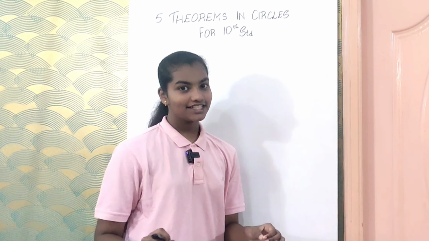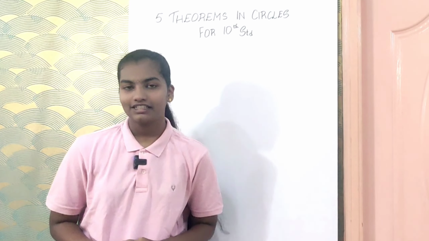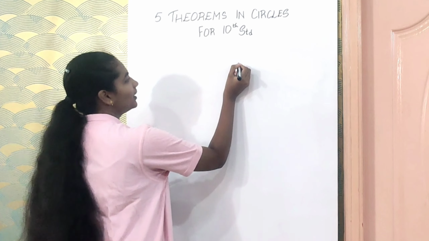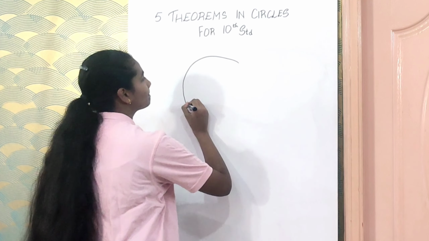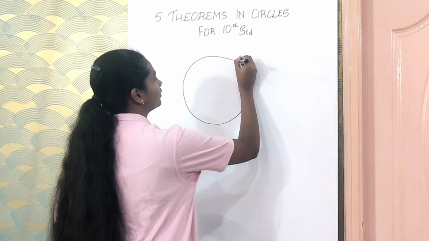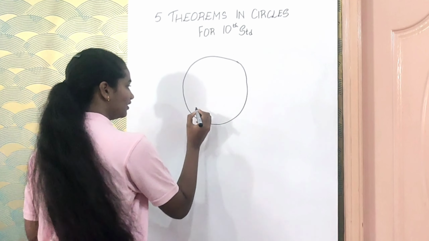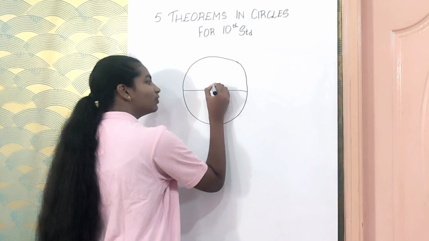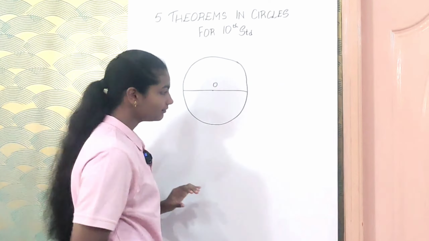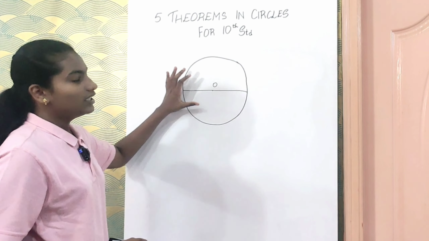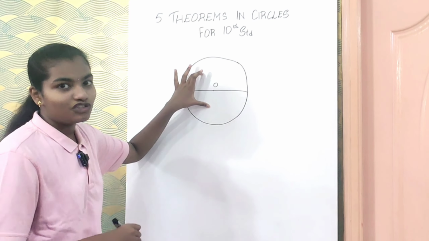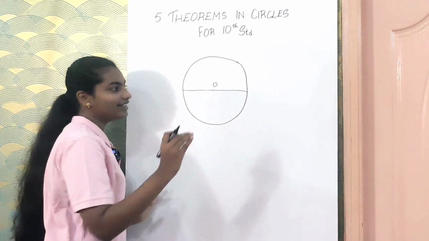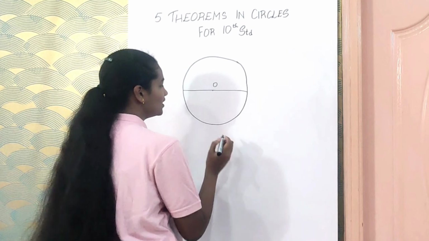So today, let us know the 5 theorems in circle which you learn in 10th standard. So first let us know the basics in circles, okay? I think this is a circle. Now, I'll draw a diameter where O is the center. This is the diameter. Now, the two parts when a diameter is drawn, it is known as semicircle. When there is a diameter, this and this will be the semicircles of the circle.